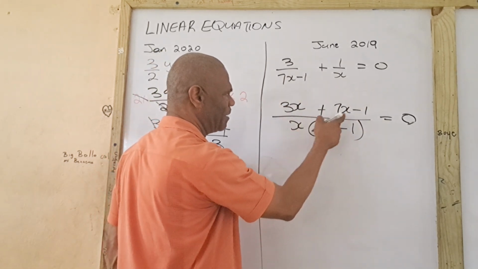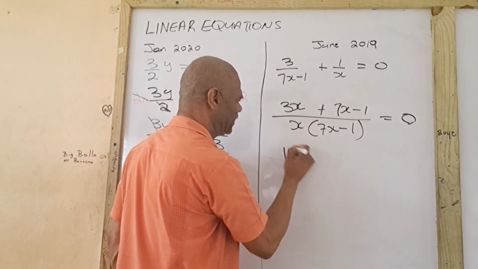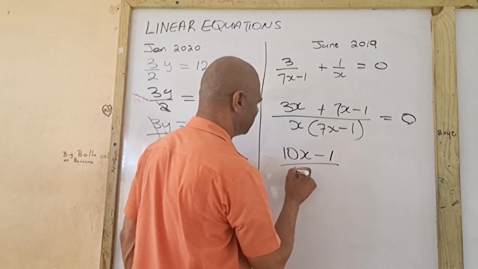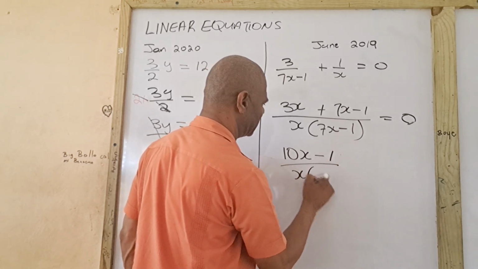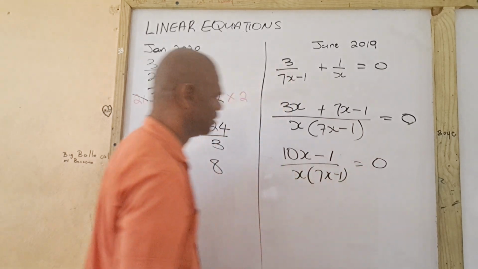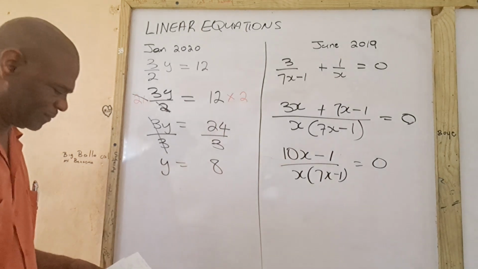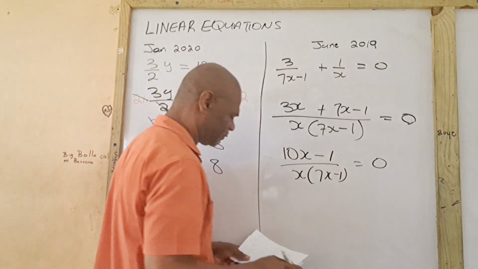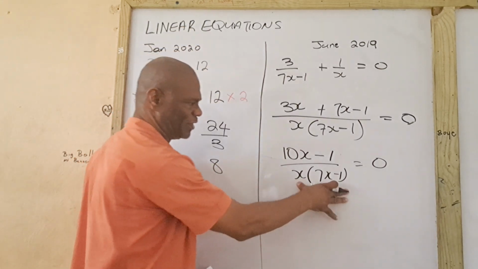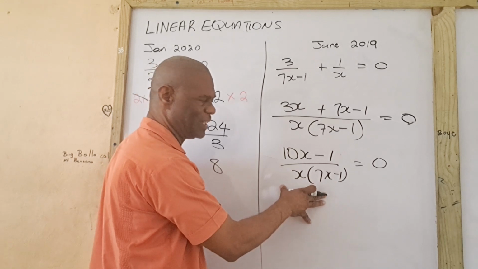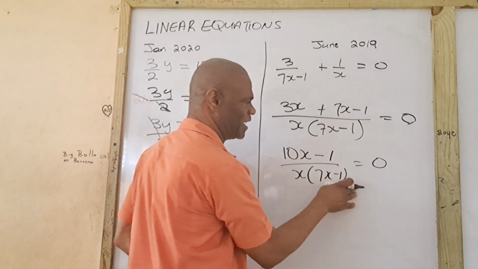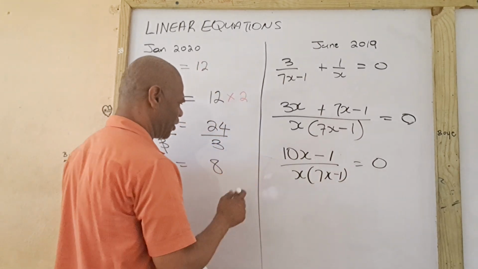So we have 3x plus 7x, that gives us 10x minus 1 all over x times 7x minus 1 equal 0. Alright? Now we're not finished yet. We now need to multiply both sides of this equation to get rid of the denominator. We want to multiply both sides of the equation by x times 7x minus 1.